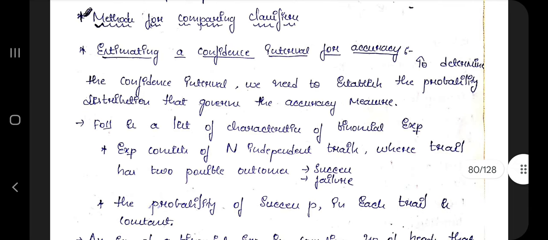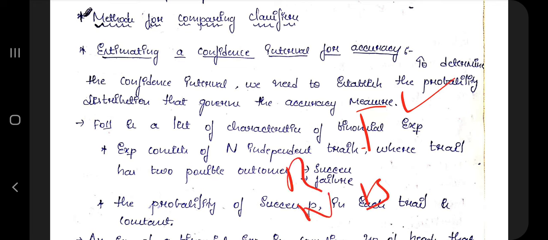And next we have the methods for comparing classifiers. That's the last topic which I had shown, what the methods are. After we discuss the methods, we'll discuss the remaining three algorithms. The first one is done, decision tree. Then we have rule based, nearest neighbor, and the Bayesian classifier. Okay, these we will discuss after the three methods for comparing classifiers.